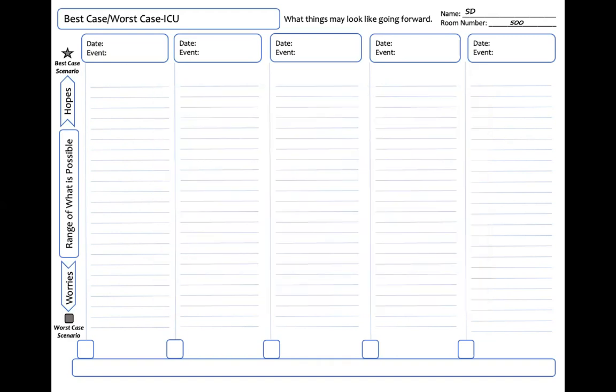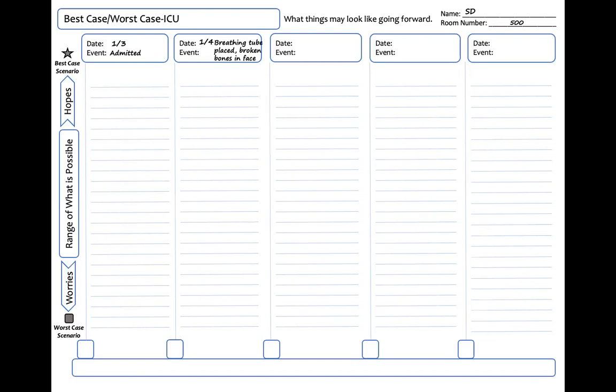Each column represents one day in the ICU. We are rounding on January 4th, but I want to capture that he was admitted yesterday in column 1. I write the date and that he was admitted to the ICU. On the day we are rounding, or January 4th, I write breathing tube placed and broken bones in face, because those were the major events from yesterday.